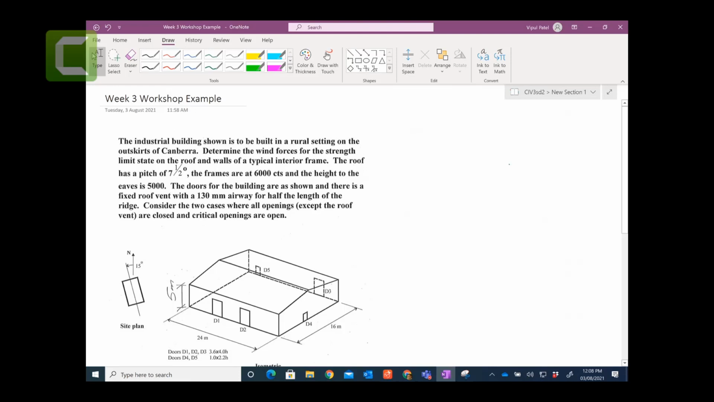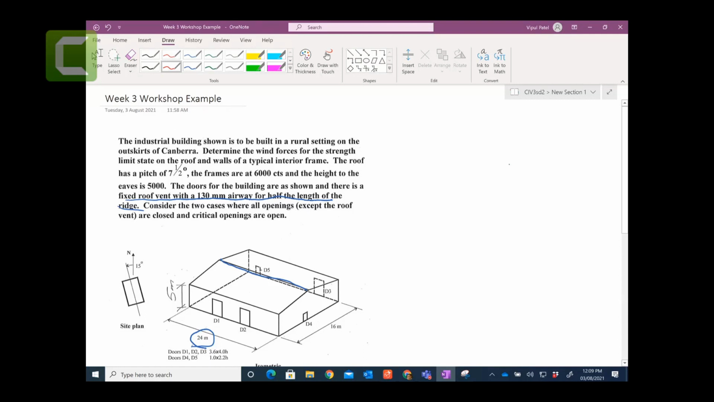Any vocabulary or any wording that I skipped through or you did not understand? A fixed roof vent or 130 millimeter airway for the half length of the ridge, right? So what is the length of the ridge? Length of the ridge is 24 meters. 24. Okay. Now it says that it is halfway to the length.